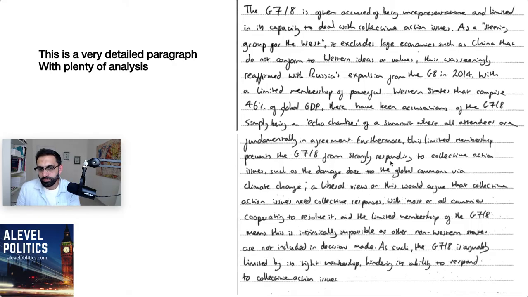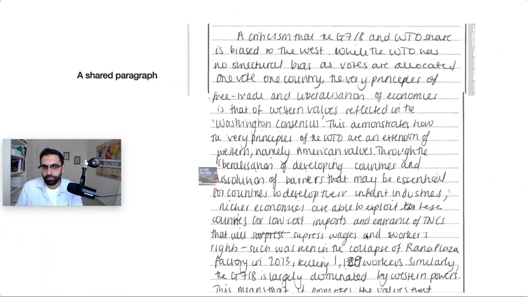The G7, G8 is limited from strongly responding to collective action issues such as the damage done to the global commons via climate change. A liberal view on this would argue that collective action issues need collective responses, with most of the countries cooperating to resolve it. Again, linked to concepts, a liberal view, right? This is intrinsically impossible as other non-Western states are not included in decisions made. Again, some analysis about the impact of the Western-centric nature of the G7. Okay, so again, some good analysis here in that paragraph, right?